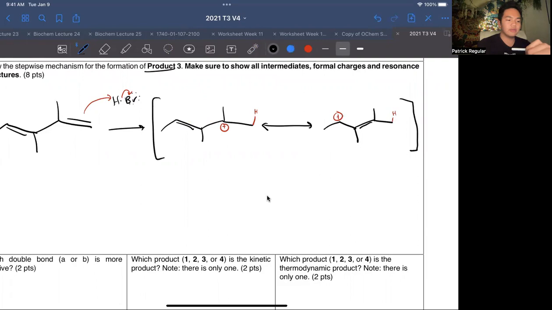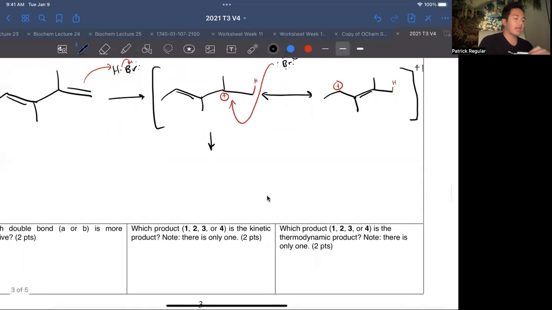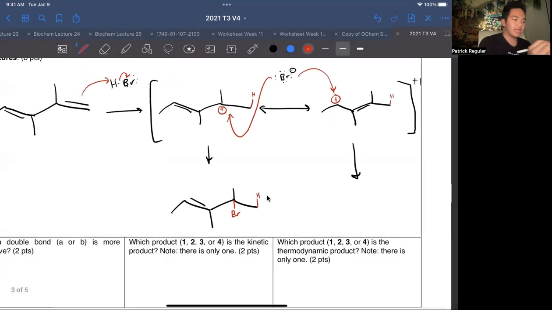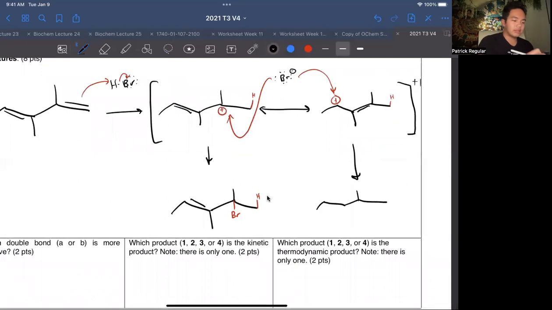The net charge is still positive 1. Now we have our free-floating nucleophile, bromide. Let's say it were to add over here. If we add to that carbocation, you would get something like this, Br, H. And for the other side, add here, you would get Br over here, then H.